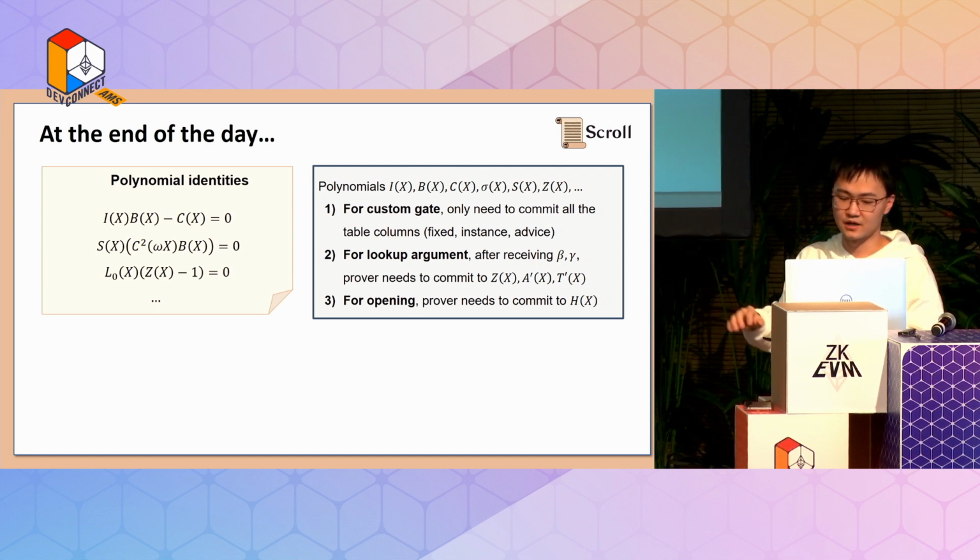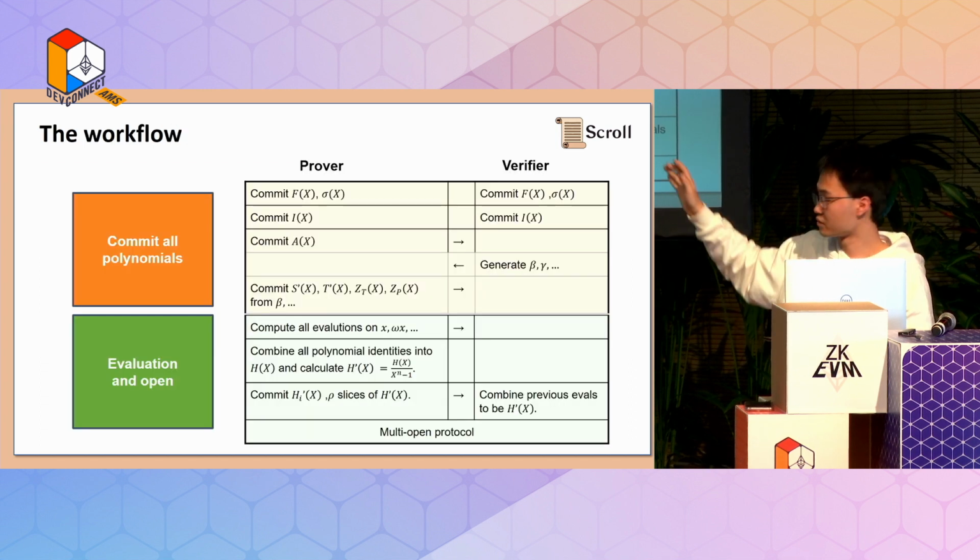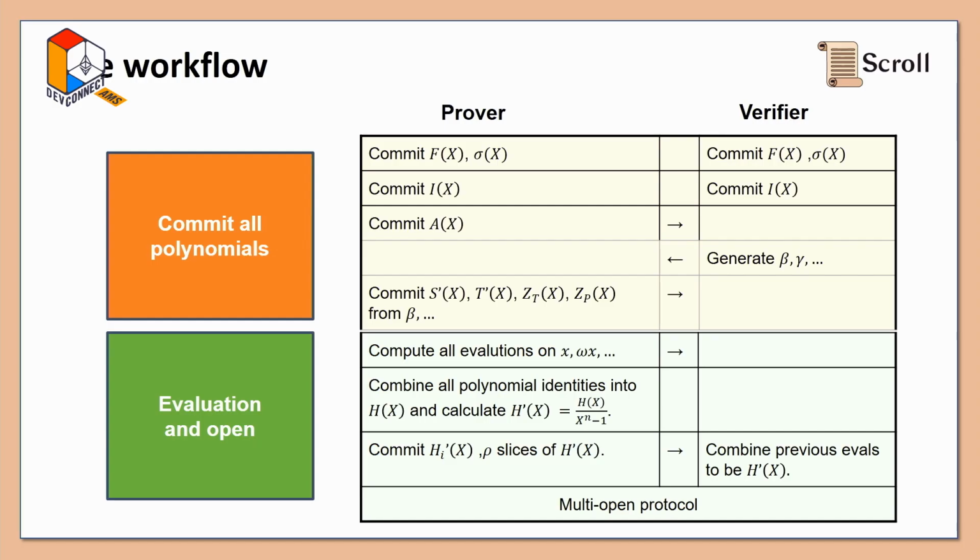And for opening, you need to commit to h(x). This is the overall workflow. The prover needs to commit to some polynomials. The verifier needs to generate some randomness, and then the prover commits to those lookup tables and those polynomials. Then you calculate h(x), and finally you open h(x).